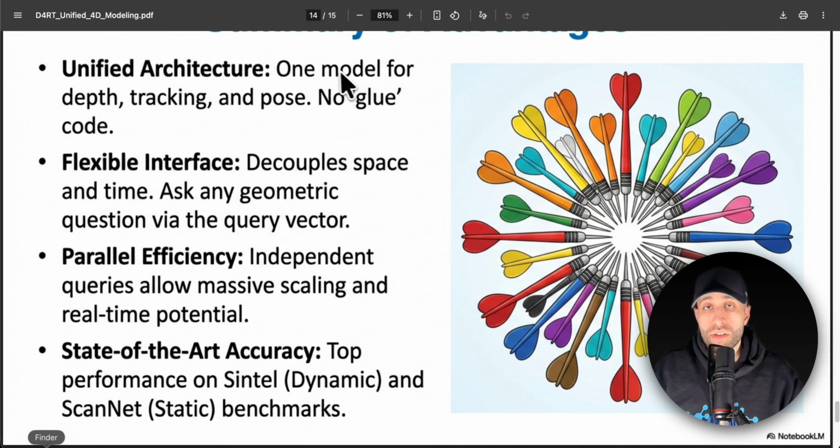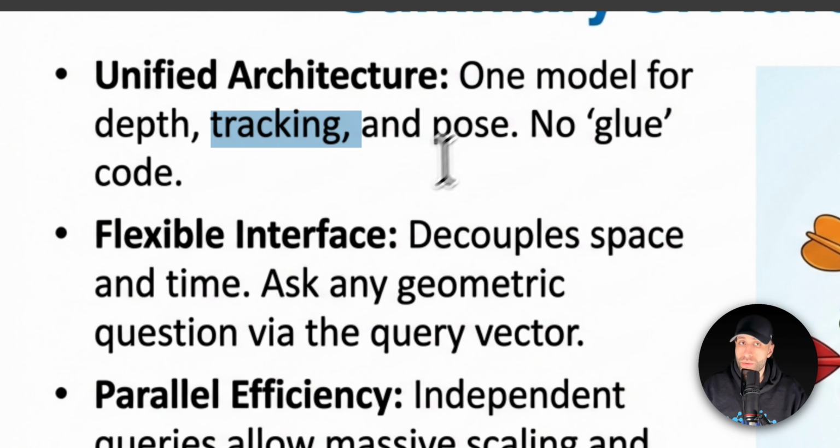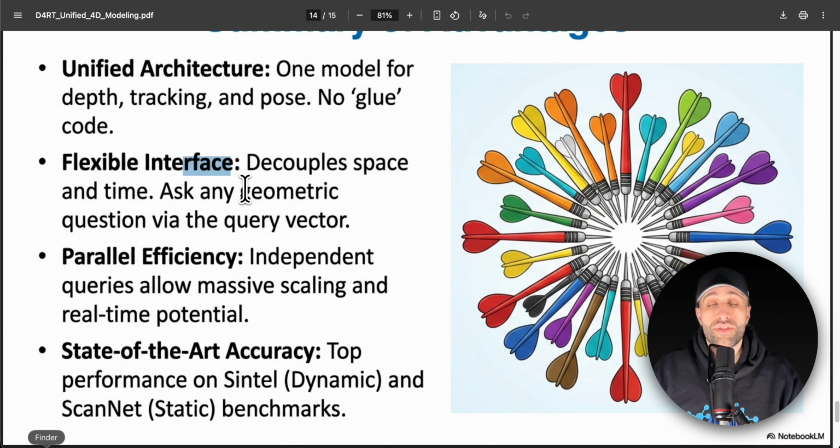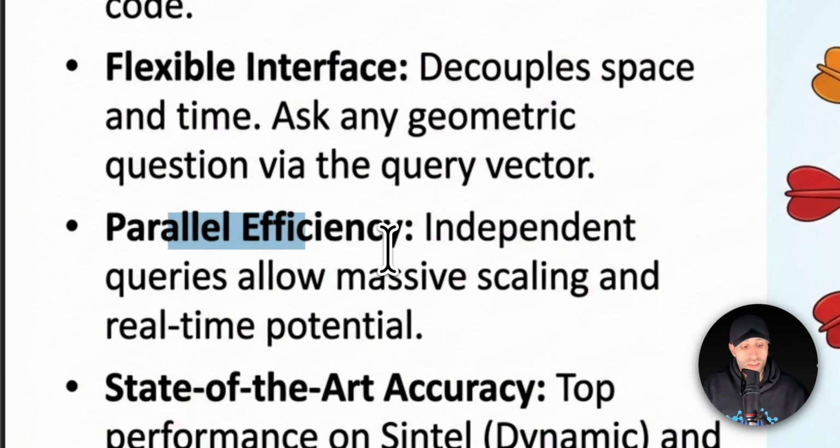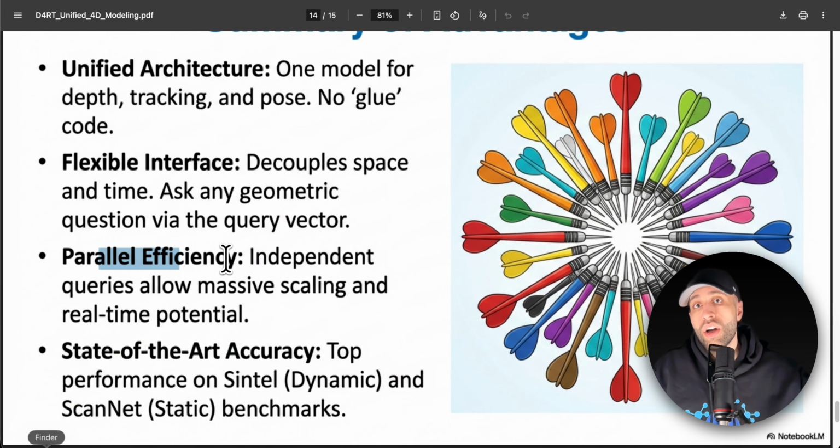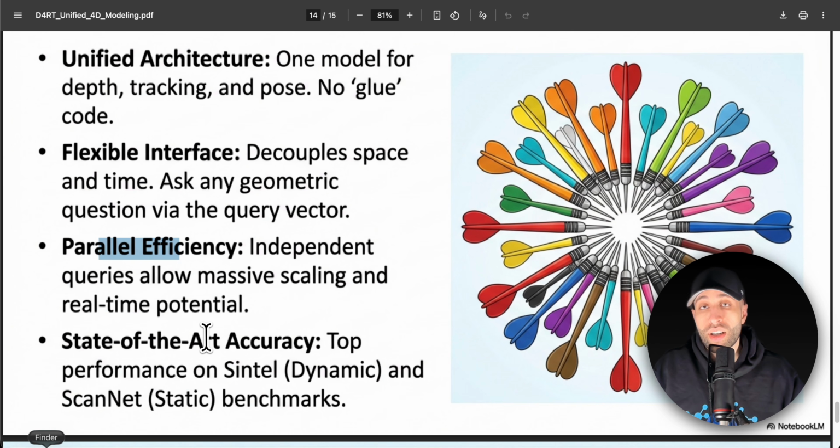So to summarize, one model for everything: depth, tracking, and pose, so no glue code. Second, it's a flexible interface. It decouples space from time, so we end up having a much more efficient and even faster solution, because it has parallel efficiency: you can send multiple queries in parallel, asking for a given pixel at when and what angle of the camera that we just discussed, from that global scene representation. And of course, state-of-the-art accuracy, as we just talked about, with some amazing benchmarks.